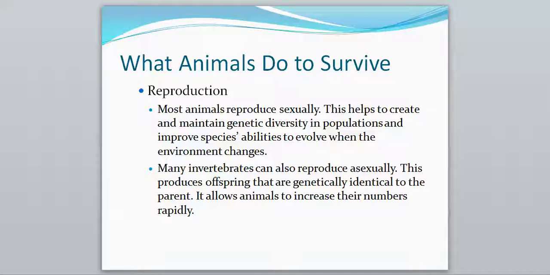And then reproduction. Most animals reproduce sexually, meaning they have another partner, and this will help to create and maintain genetic diversity in populations, and it will improve their species' ability to evolve when the environment changes. So if we just have animals reproducing in one group with one another, then they're going to all have the same traits, and then if something happens, boom, they all die off. So if they spread out a little bit, mate with others from all over, then it'll help maintain their diversity and help them evolve. And many invertebrates can also reproduce asexually, meaning without a partner, and this will produce offspring that are genetically identical to the parent, and it allows animals to increase their numbers rapidly. So they can reproduce asexually, but most do it sexually.